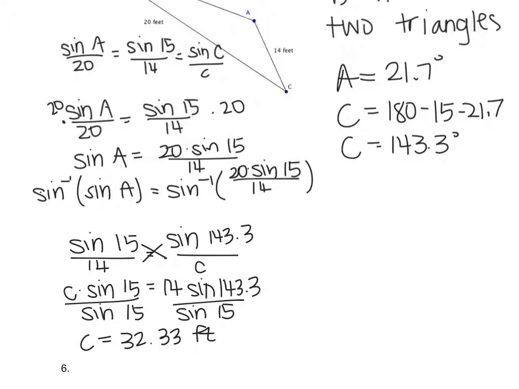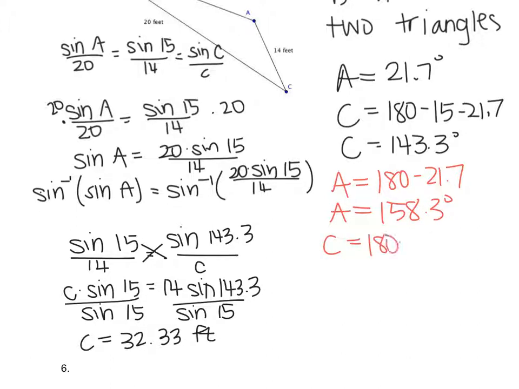Now we need to find the second triangle solution for angles A and C and side C. To find our second possible measure for angle A, we're going to do 180 minus 21.7. So our second solution for angle A is 158.3 degrees. Now to find our second solution for angle C, we're going to do 180 minus 158.3 minus our original given angle of 15. And our second solution for angle C is 6.7 degrees.